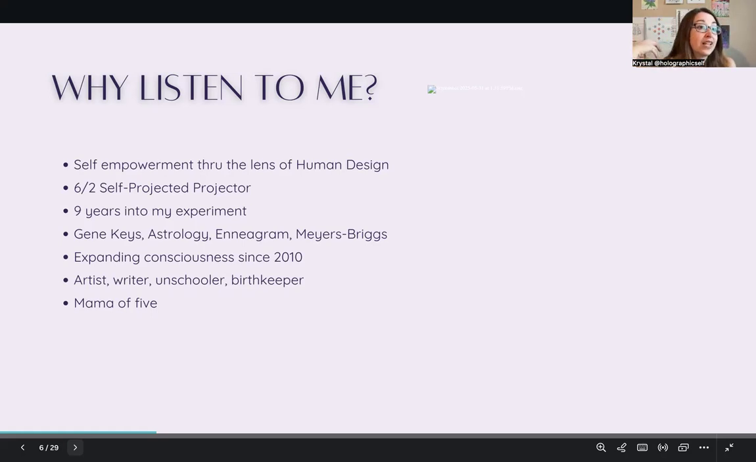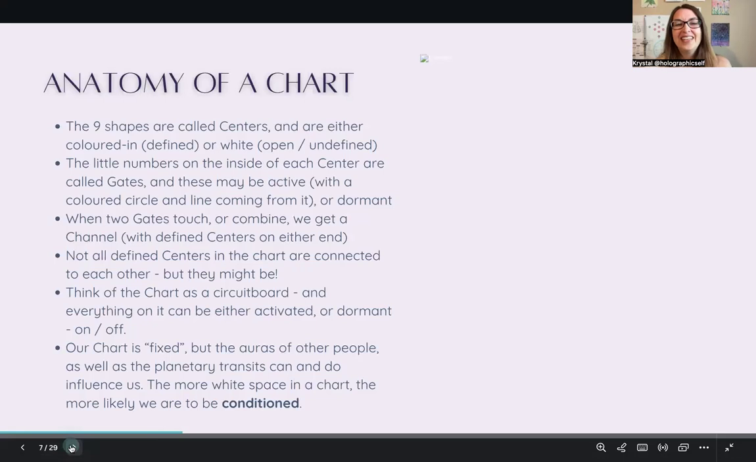I have a background in lots of systems, the Myers-Briggs, Enneagram, astrology, and the gene keys. And I have also been actively working on empowerment and expansion of consciousness work since 2010. And I'm a mama of five. I have a background in birth work and holistic healing, and I have unschooled my five children over the past over 20 years now.